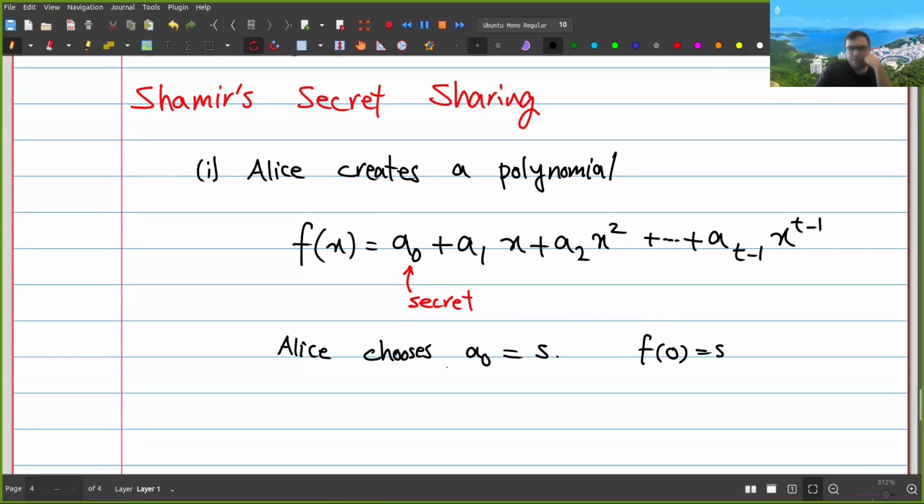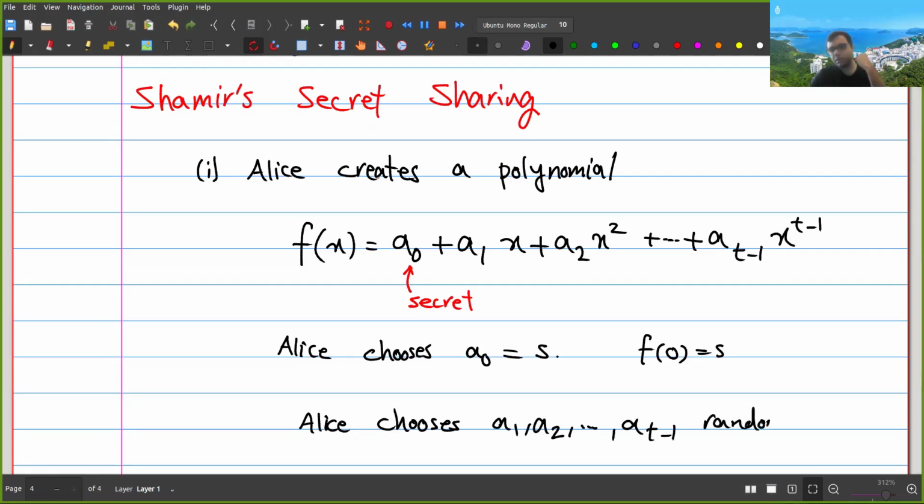Now, after she does this, she's going to choose just random numbers for a1, a2 to a t minus 1. So Alice chooses all of the other coefficients, a1, a2 to a t minus 1, randomly. This is the polynomial that she's creating.